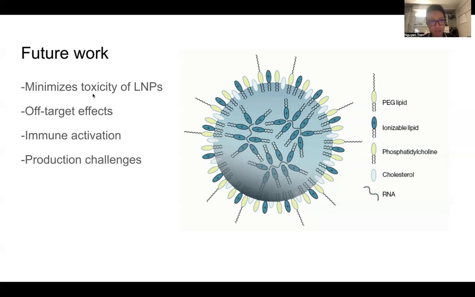Secondly, its off-target effects: sometimes it can accumulate in other parts of the body. For example, if we want it to be in the lungs, it can accumulate, for example, in the kidney or in other parts where we don't want it to be. And thirdly, immune activation, which is basically something I mentioned earlier, that it can trigger inflammation, which will be bad for humans. And lastly, production challenge.